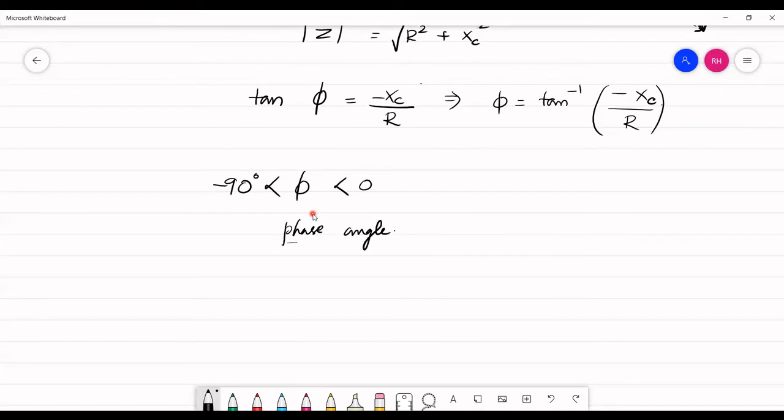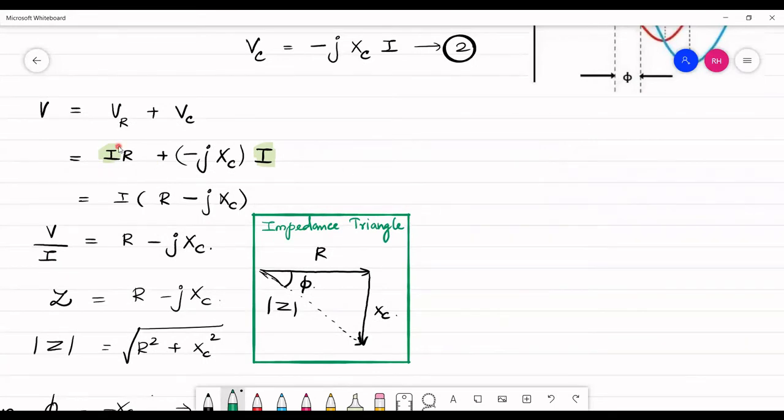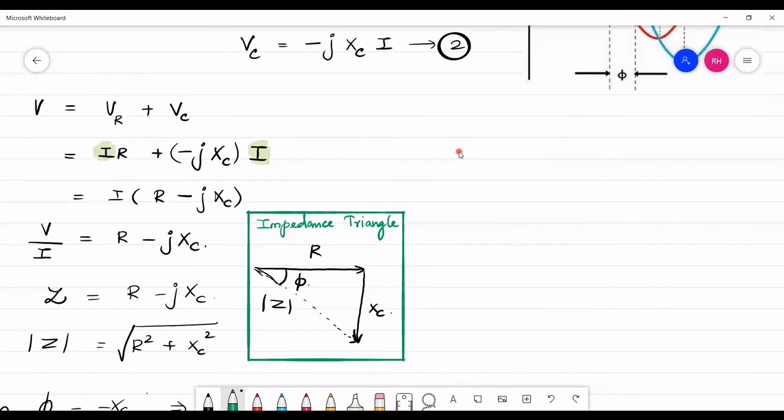Phase angle is going to define the phasor relationship between voltage and current. Now let me draw the phasor diagram with the voltage. Phasor diagram is the diagram that gives the relationship between the phasor voltage and the phasor current.